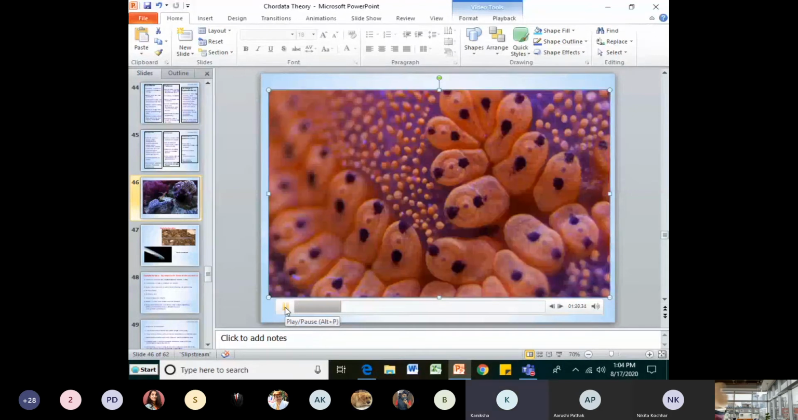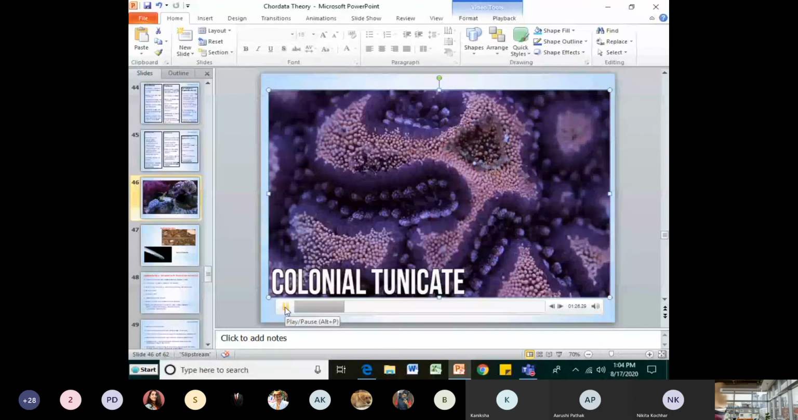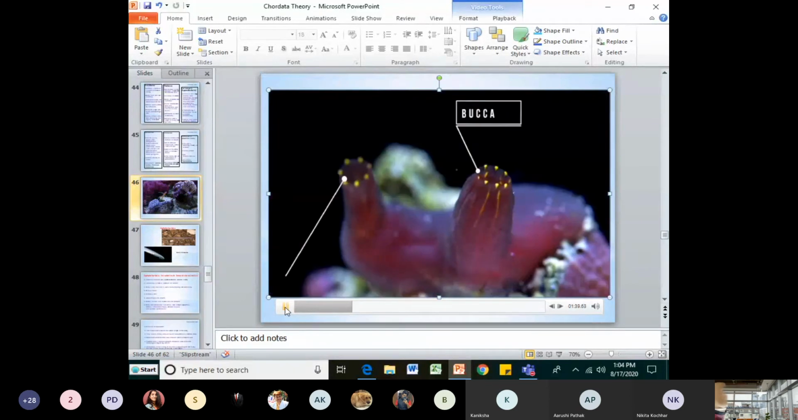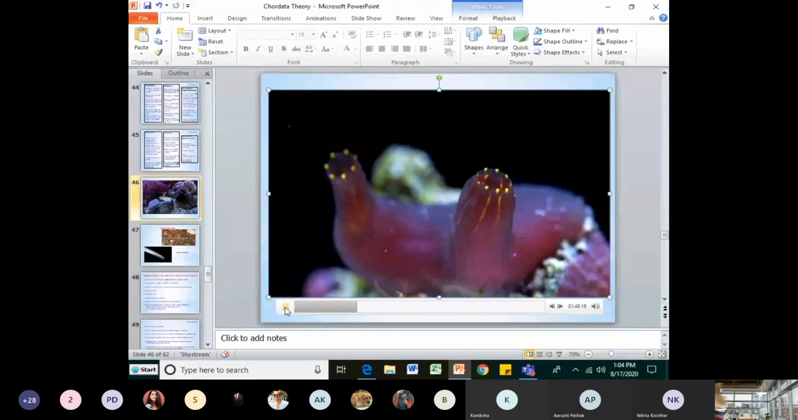Tunicates come in a wide variety of both colors and shapes. Some of them are isolated individuals, while others are colonial, and many of them actually have a free swimming stage as well, where basically they look like a tadpole. They're called tunicates because of their tunic-like shape. This tunic bag has two different siphons. There's an input siphon and then an output siphon. This tunic is also an exoskeleton.